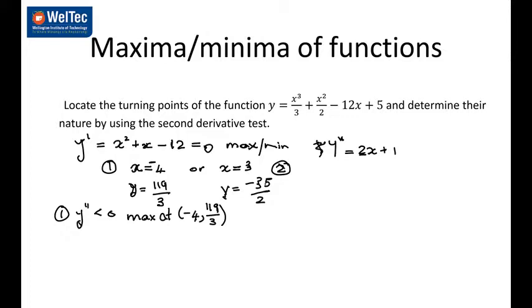And then if we look at point 2 and we apply x equals 3 into the second derivative, we find that the second derivative is positive. And where the second derivative is positive, we have a minimum point. So we've got a minimum at 3, negative 35 over 2.